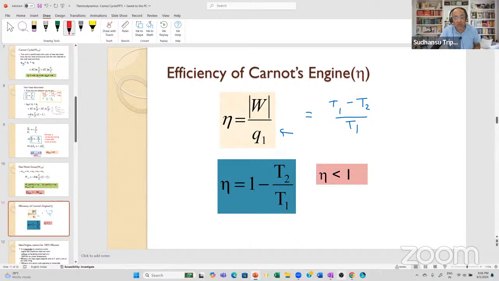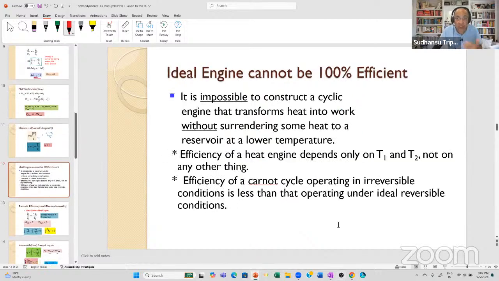So 1 minus a finite value will definitely be less than 1. Therefore, in all possible ideal cases, the efficiency of a Carnot engine also cannot be 100%. That is another consequence of the second law. It is impossible. So the second law is stated in another way: it is impossible to construct a cyclic engine that transforms all heat into work without surrendering some heat to the cold sink, cold reservoir, or sink.